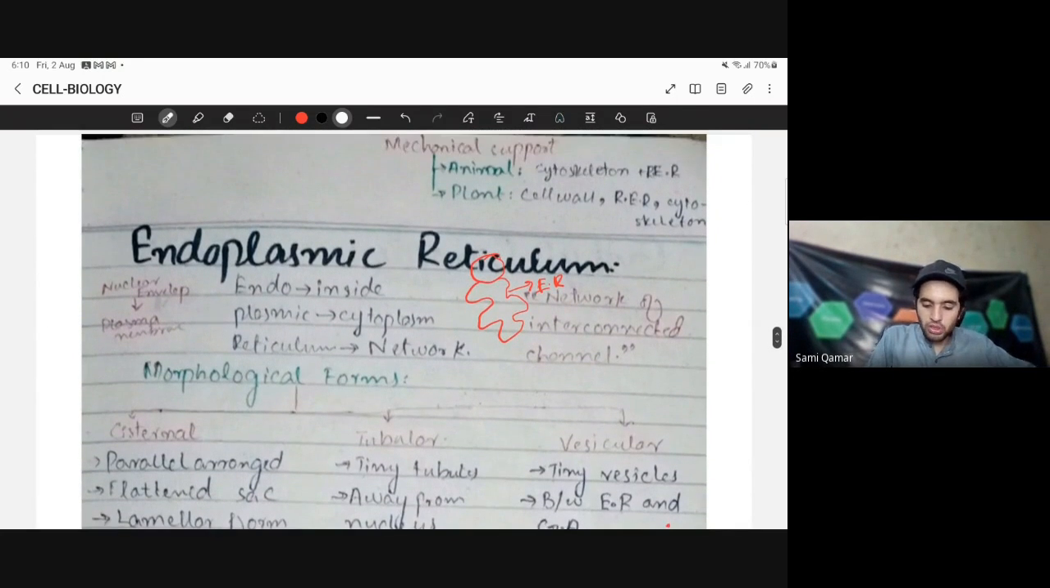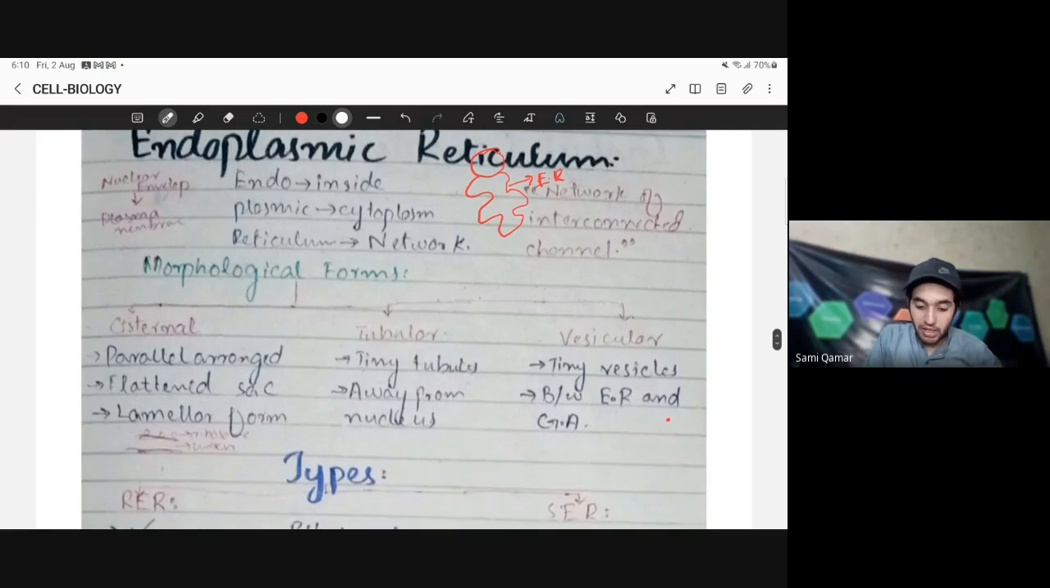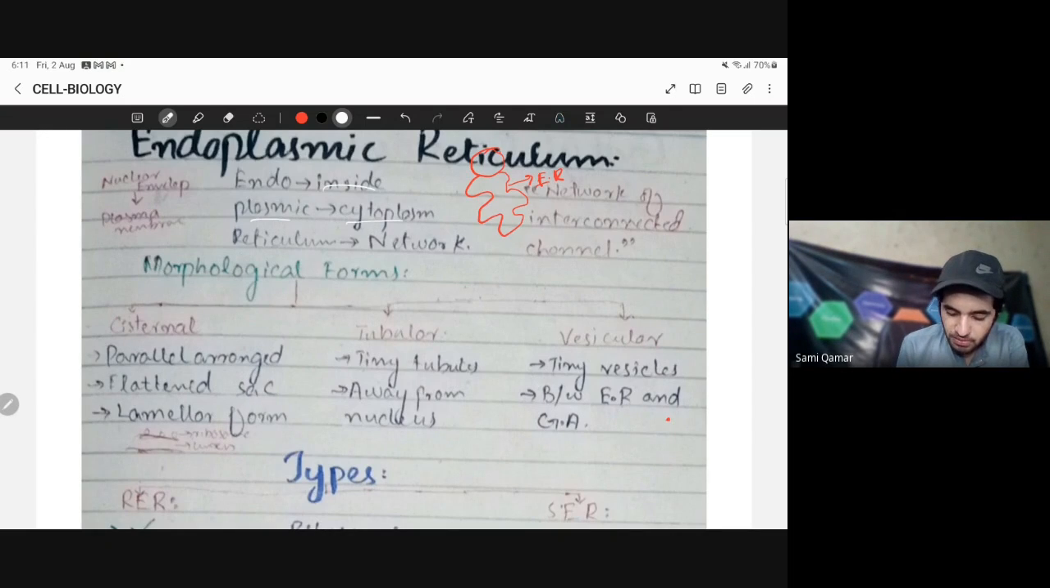Now let's talk about endoplasmic reticulum. That's going to be a little bit tough, but understand this thing. Endo means inside, plasmic means cytoplasm, reticulum means network. So it is just a network of interconnected channels. See here, this circle is known as the nucleus, and this network of interconnected channels is known as endoplasmic reticulum.